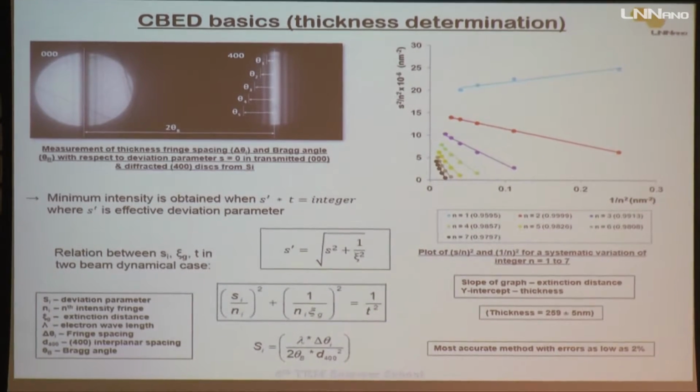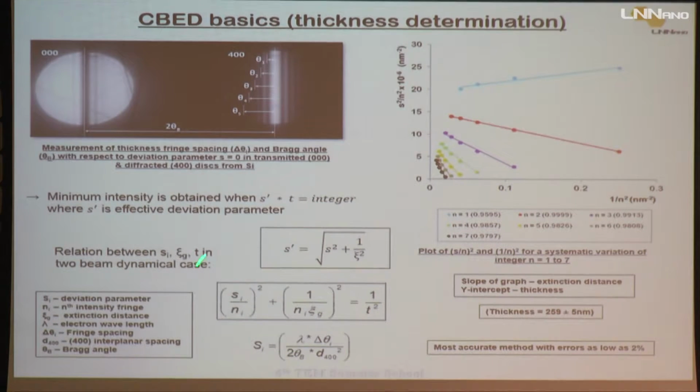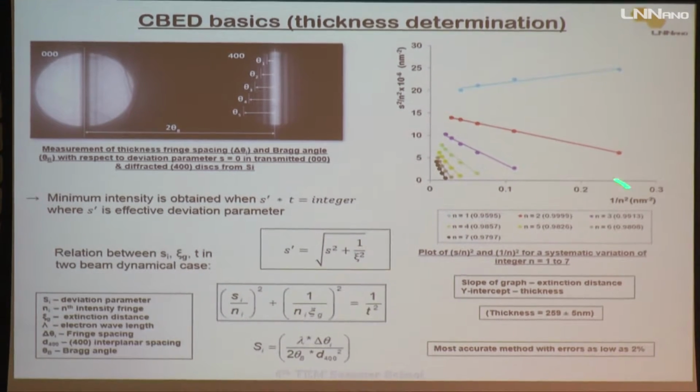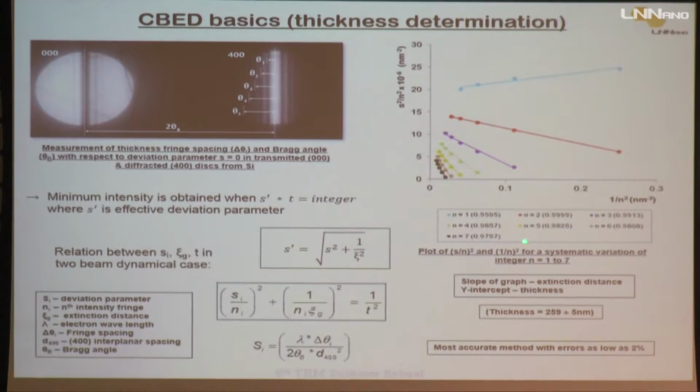And as this equation represents a straight line equation, we plot this equation for different n values. And here I believe n is equal to 2, and it's 0.999. It's really very straight linearity, showing really very linear enough. In this situation, based upon the slope of the line, we can get the extinction distance, and based upon the y-intercept of this line, we get the thickness. Doing the thickness analysis using this technique is very accurate, and the errors are less than 2%.